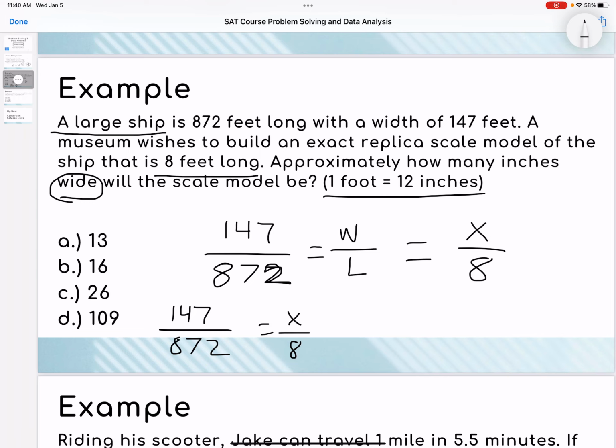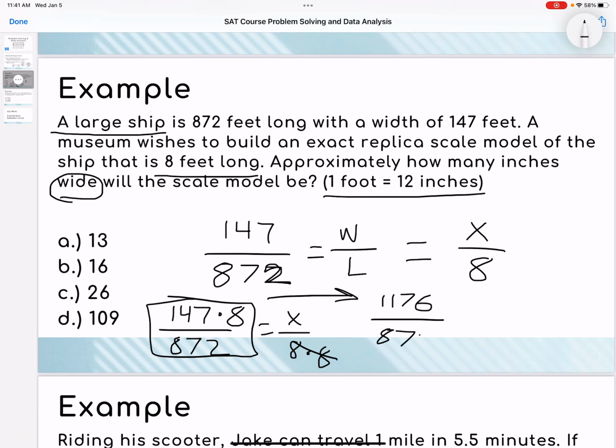We took our 2 ratios and set them equal to each other. Now we need to find out what X is. So we're just going to solve for X. And this is really, you will just use what we've learned from the heart of algebra, right, to isolate that X value. In this case, all we'll need to do is multiply that 8 to both sides. It's currently being divided. And now we'll just simplify this fraction. So if we do 147 times 8, which is 1,176, bring that over here, 1,176 divided by 872.